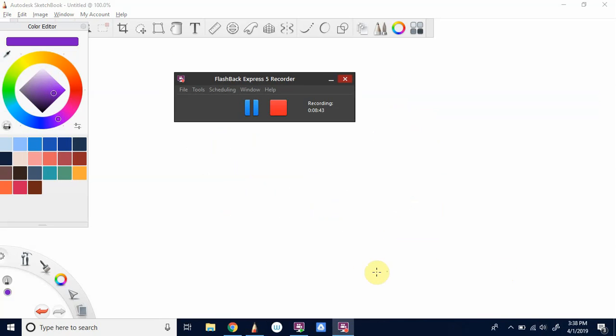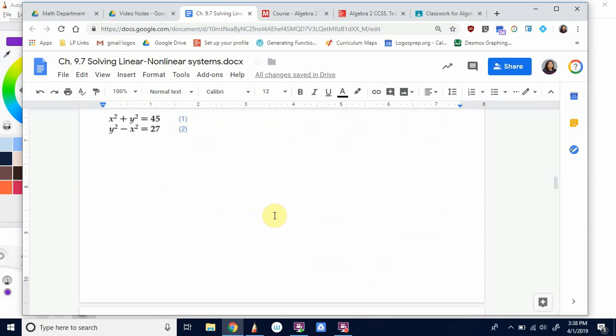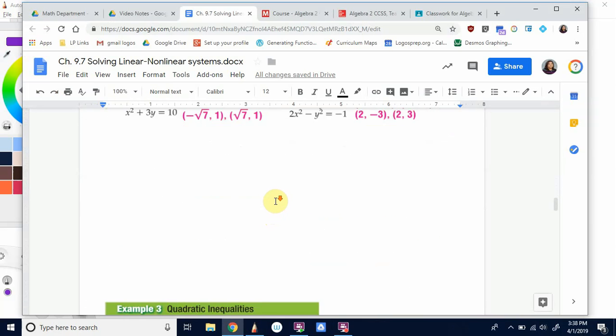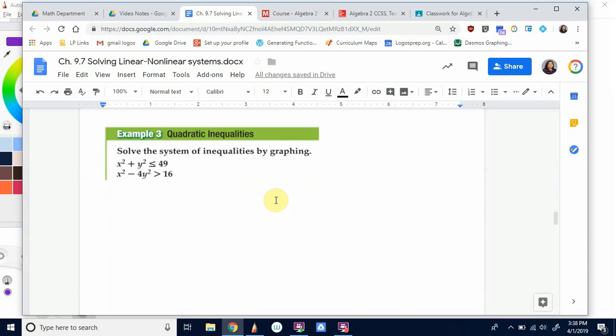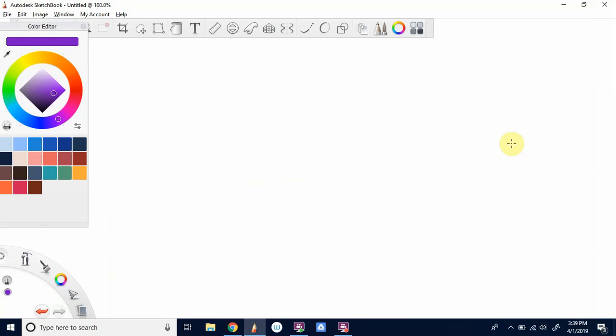So now we're back to example 3, and I don't know what's going on here. All right, so example 3 is solving quadratic inequalities. Just like linear inequalities, we have to graph them. We can't use algebra for these. So here, if you change that to an equation, it looks like we have a circle and a hyperbola. So you've got to know how to graph these.